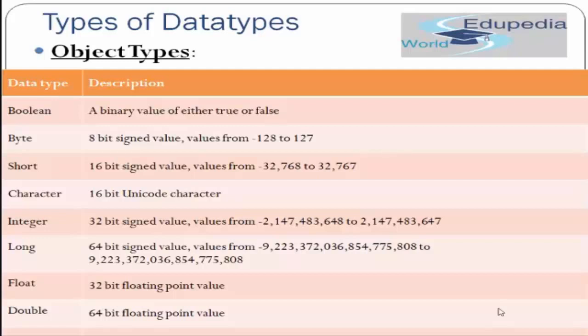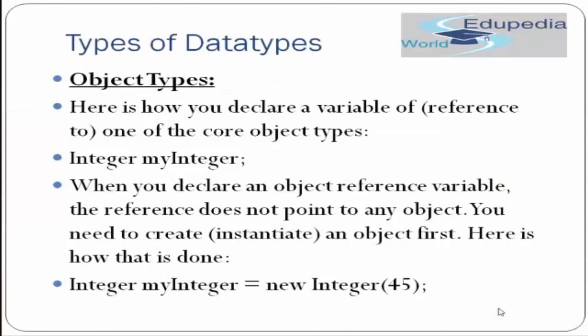Okay, so now let's see how we declare object types. Here is how you declare a variable of one of the core object types. Here I have Integer. Integer is a wrapper class. It's a predefined Java class, and the object that I'm creating is myInteger. So myInteger is the name of the object and Integer is a class. Again, a class is a kind of object type. It's a kind of data type. So here the data type is an object, and that object is myInteger of the type Integer.